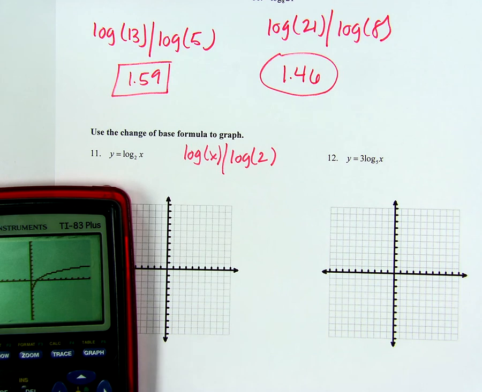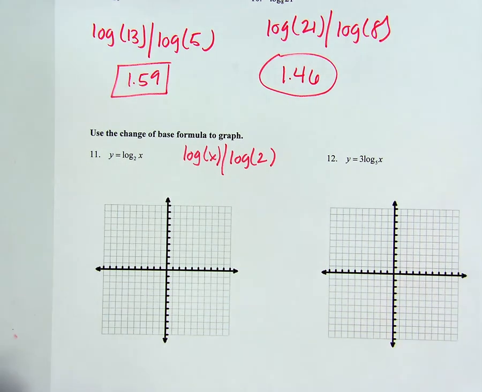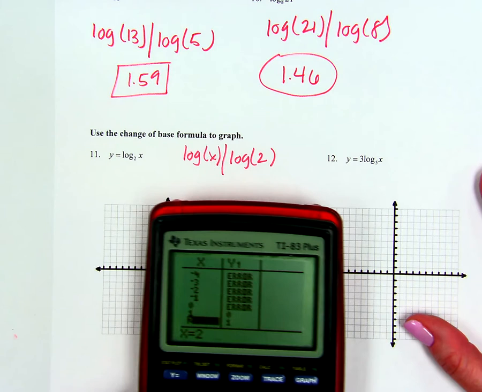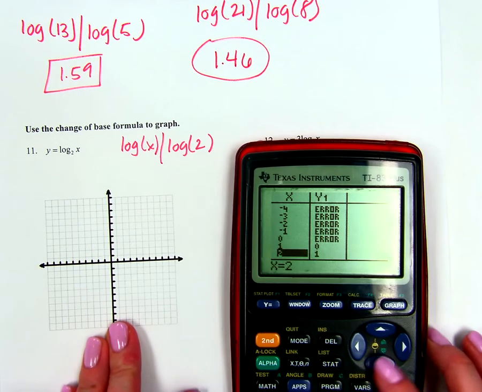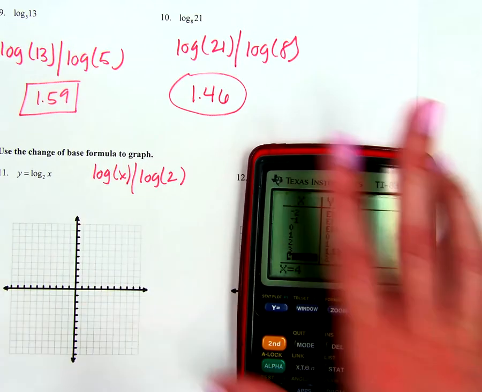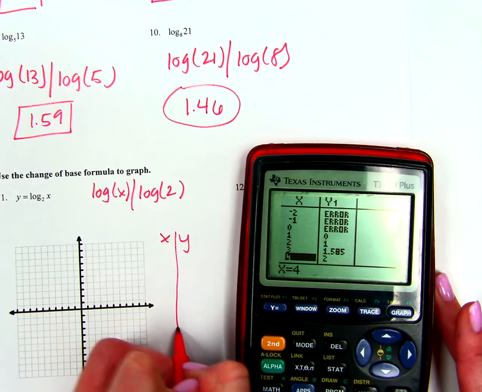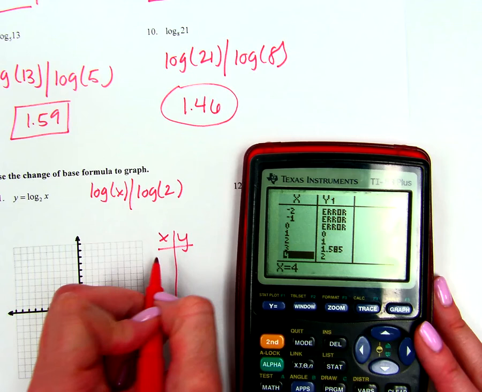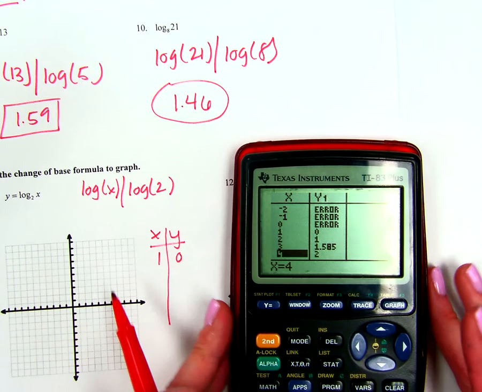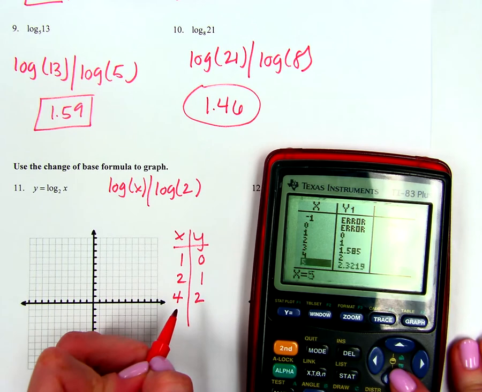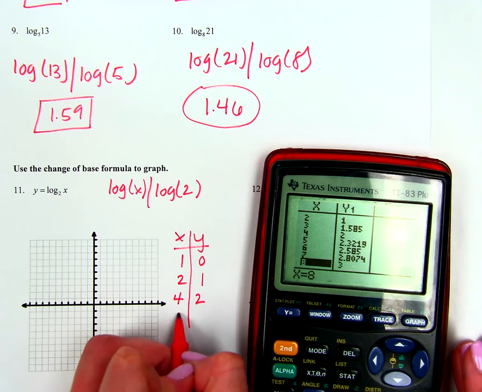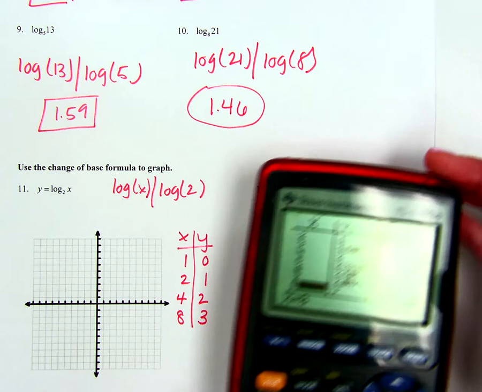So from here, I'm just going to go to my table and find like 3 or 4 nice points. So here I am. I'm going to just start with my table right here. So I'm going to do x and y. So I will start with 1, 0. My next nice number is 2, 1. And then 4, 2. And let's scroll down. I'll do 8, 3. So I'm just going to plot those points and finish up my graph.